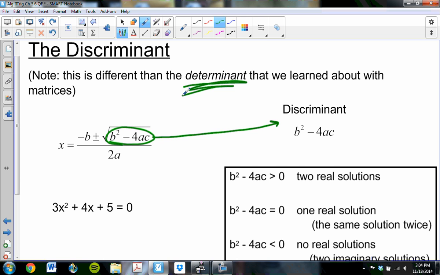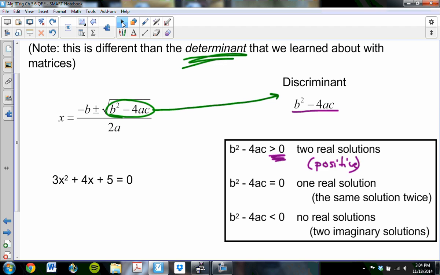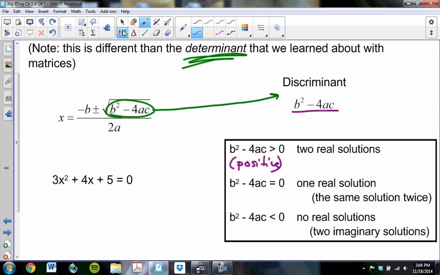If the discriminant comes out to a positive number, if I calculate b squared minus 4ac, it's bigger than 0, it's positive. That means there'd be 2 real solutions. If I calculate b squared minus 4ac and it equals 0, that means there's 1 real solution. And if it comes out negative, there's no real solutions, there's two imaginary solutions. So let me show you how that works.